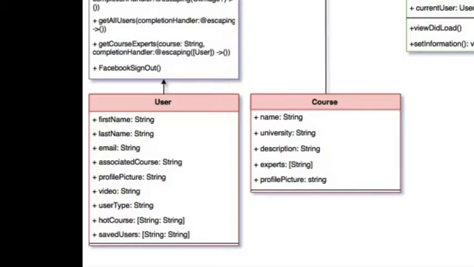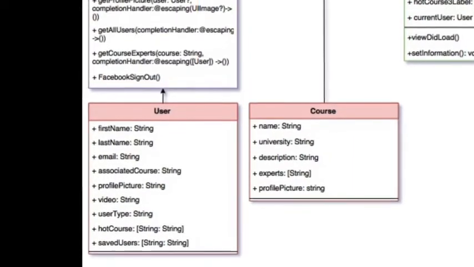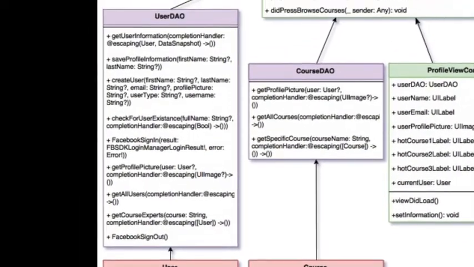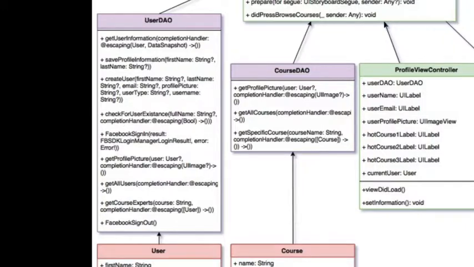And the course class is similar, with an array of associated experts as well as the name, university, description, and a picture for the course. The bridge between Firebase and the rest of the app was in these two classes, the user data access object and the course data access object.